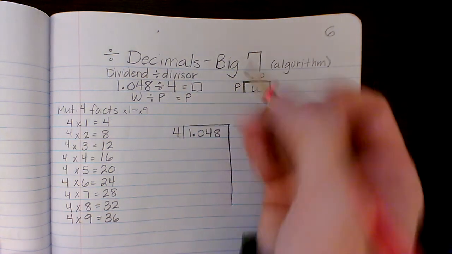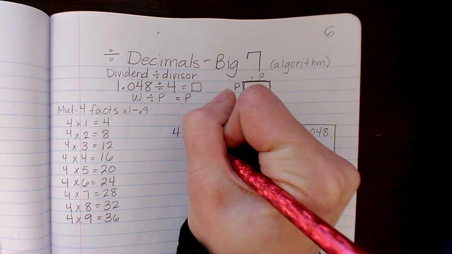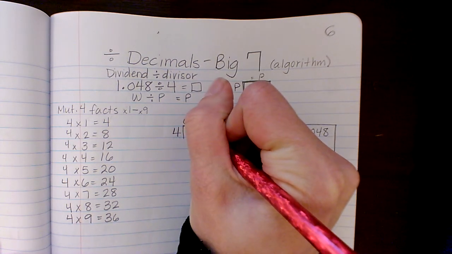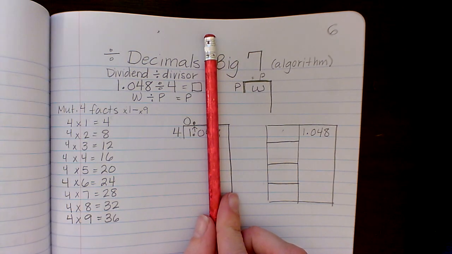So what goes in right above the 1 is a 0. And then I'm going to put up this decimal. So I'm moving on to the tenths. I have 10 tenths. Okay?